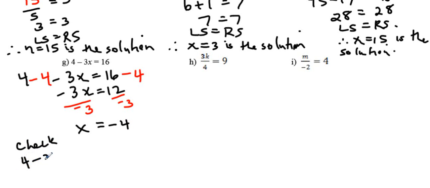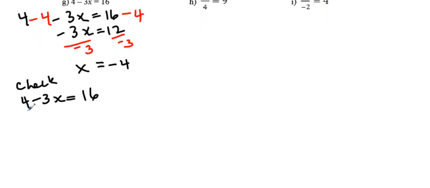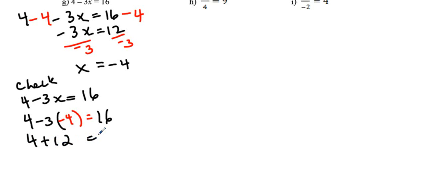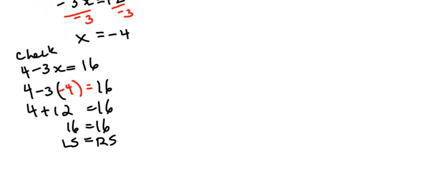We get 4 minus 3x equals 16, and let's see, 4 minus 3 times minus 4 equals 16. So 4 minus 3 times minus 4 is plus 12. So 4 plus 12, does that equal 16? Sure does. So 16 equals 16. Left side equals right side. Therefore, x equals minus 4 is the solution. Okay, so that one was a little bit tricky.